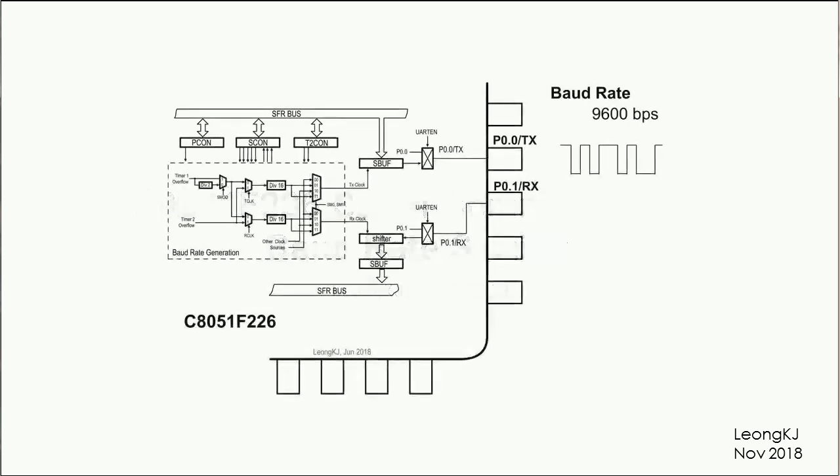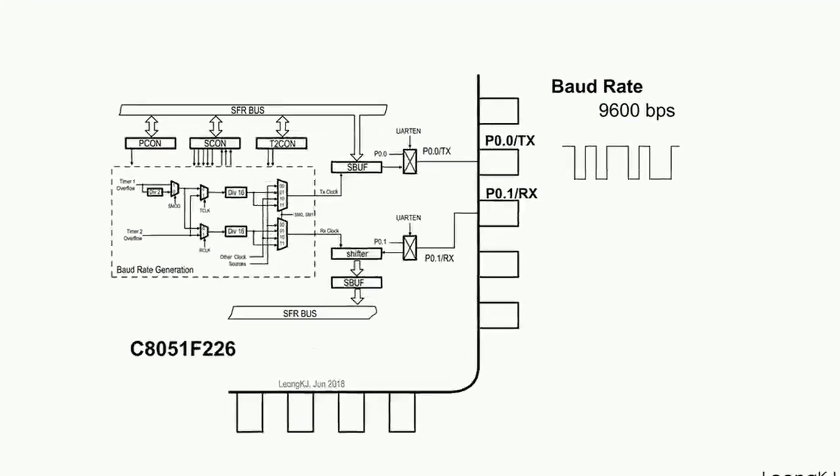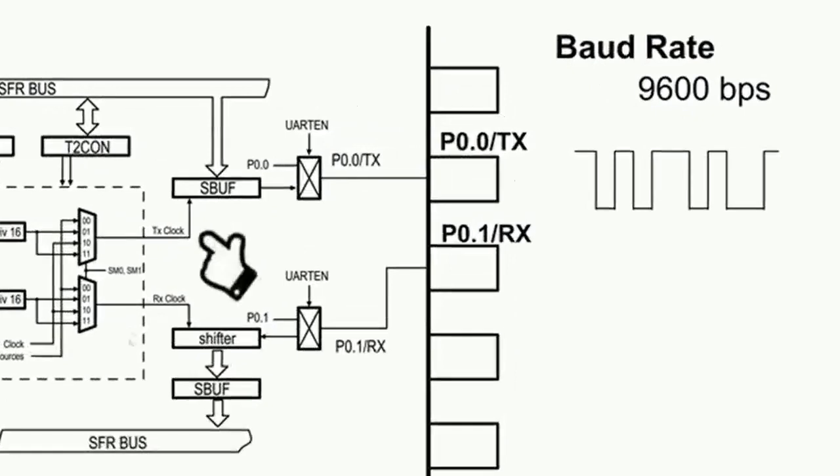C8051F226 serial communication. Baud rate setting. Assuming that a baud rate of 9600 bits per second is required for both transmit and receive, the transmit and receive clocks need to be 9600 cycles per second.